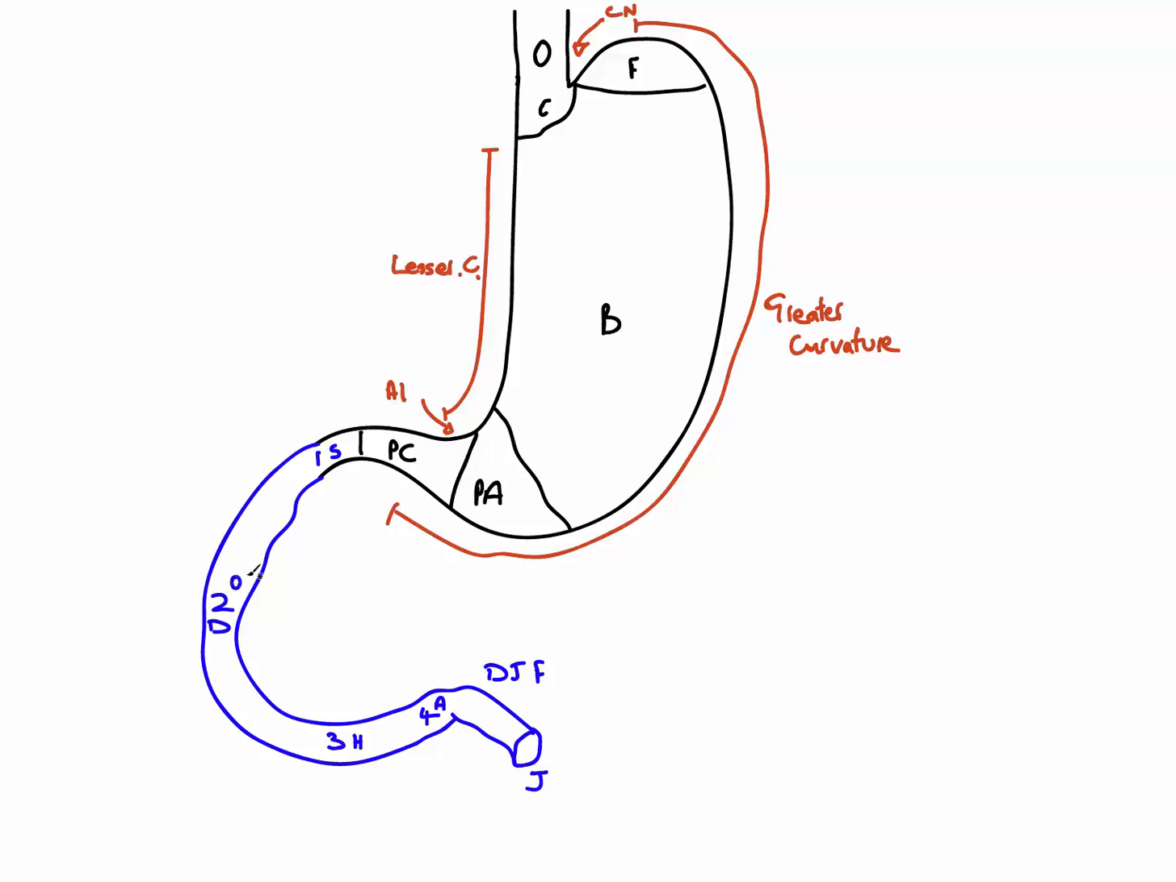An important landmark which we can see on the internal surface of the descending part of the duodenum is the major duodenal papilla. This little elevation, which we can observe on the internal surface of the duodenum, allows both bile and pancreatic juices to enter into the duodenum.